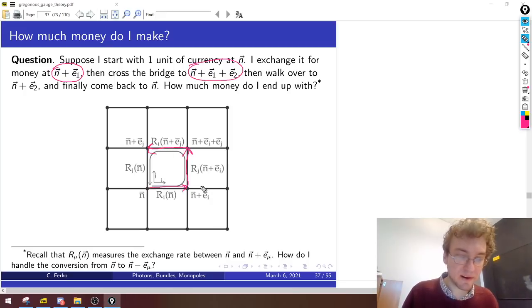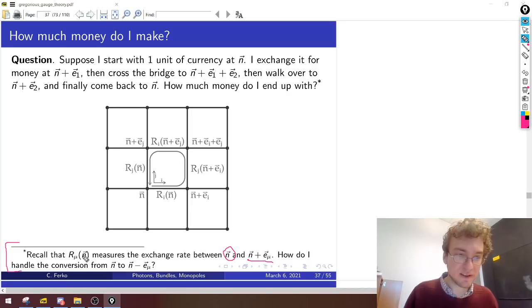This is the only tricky part of this question. I come left to the country at n plus E2, and then I come down to the country at n. So how much money do I make if I started again with 1 unit? Can I write an equation for the amount of money I end up with as a function of these various r's? And the one hint that I'll tell you is that, remember, r mu tells you the exchange rate between n and n plus e mu.